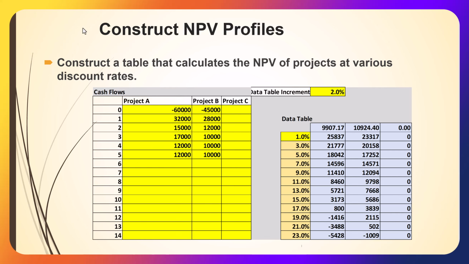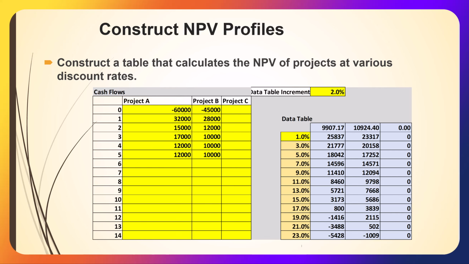A technique that we can use is what's referred to as a net present value profile. Net present value profiles show us how net present value changes as discount rate changes. This is particularly useful in industries with changing financial costs. Now, this is a table that's created in one of our capital budgeting workbooks.